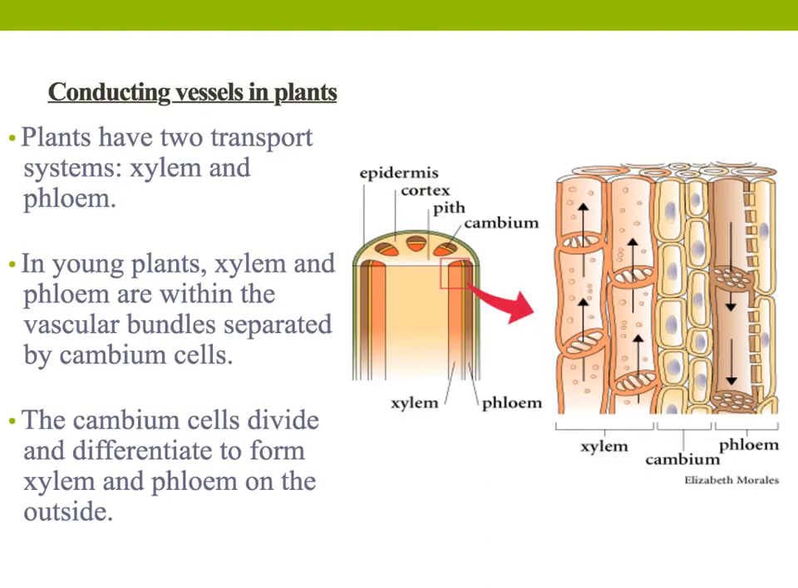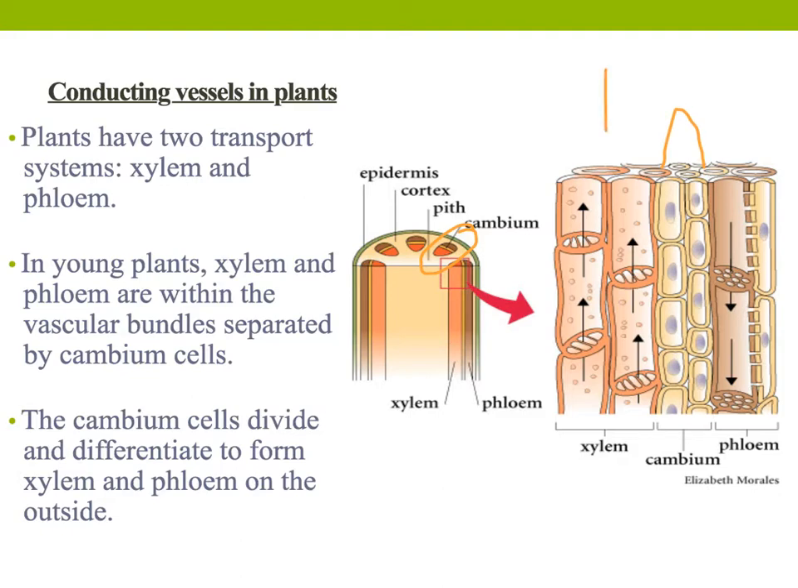Xylem and phloem are called conducting vessels. Xylem is transporting water and minerals, and phloem transports sugar. In young plants, xylem and phloem are found within vascular bundles, which you can see here, and they're separated by something called cambium cells.